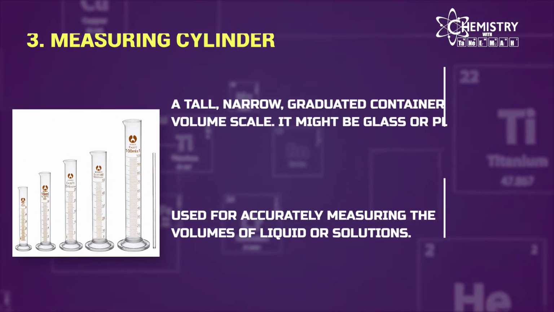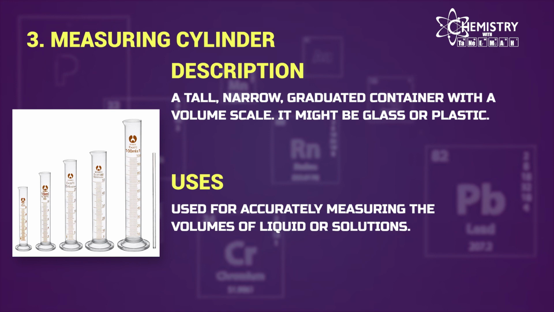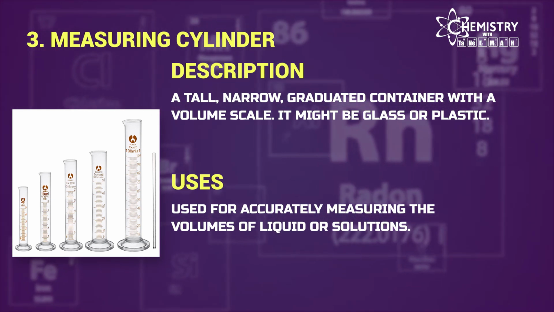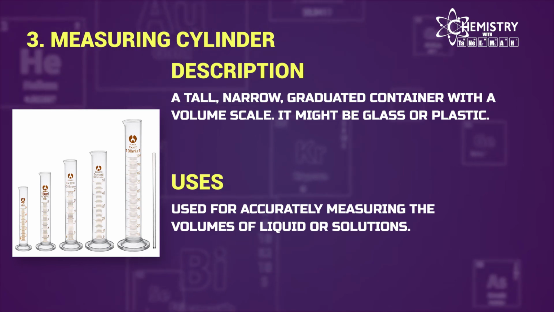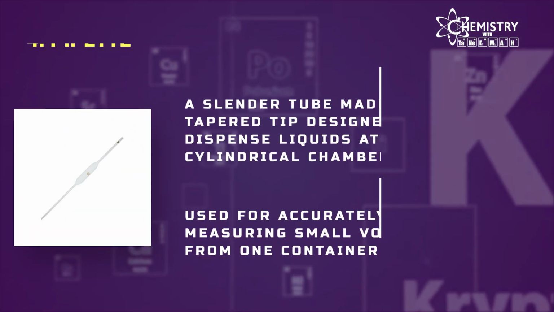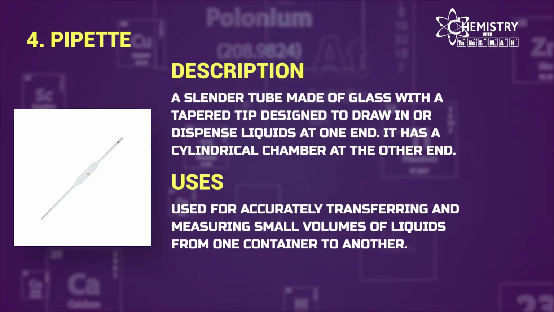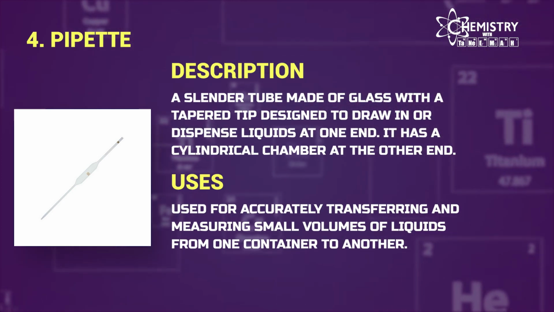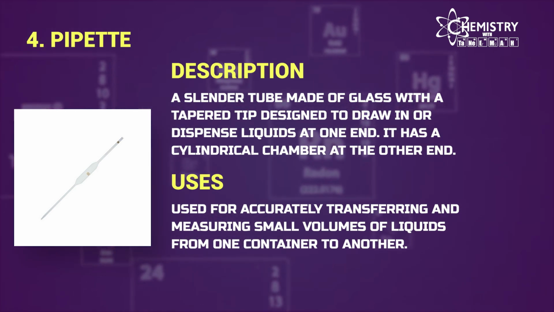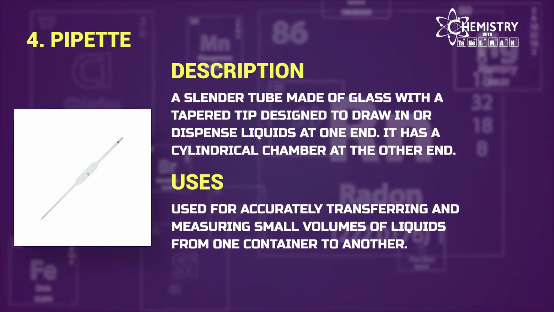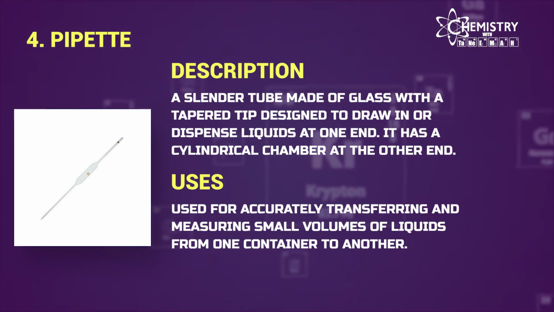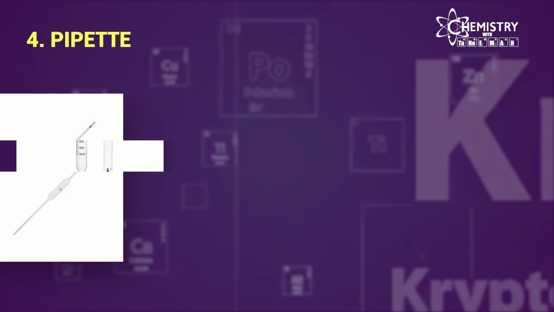Number three, measuring cylinder. Measuring cylinder is a tall, narrow, graduated container with a volume scale. It is used for accurately measuring the volumes of liquids or solutions. Number four, pipette. Pipette is a slender tube with a tapered tip. The liquid is drawn into it by suction and retained by blocking the other end. It is used for accurately transferring small volumes of liquid from one container to another.